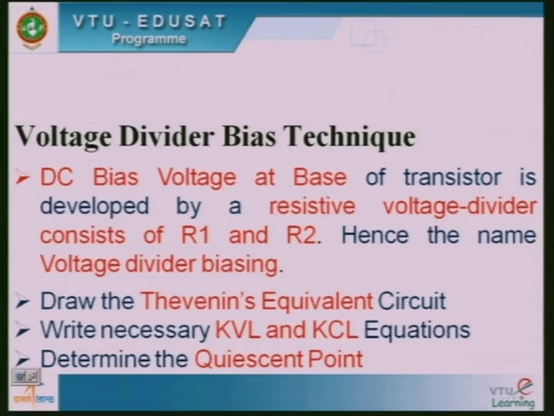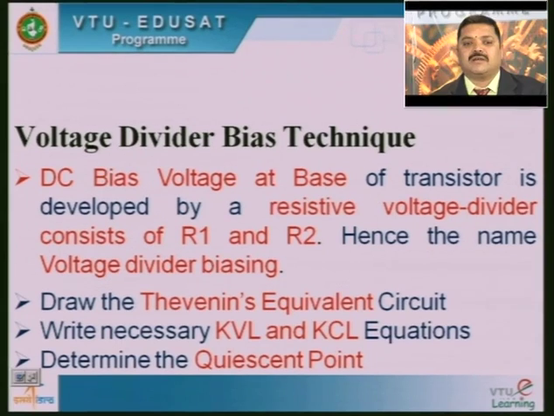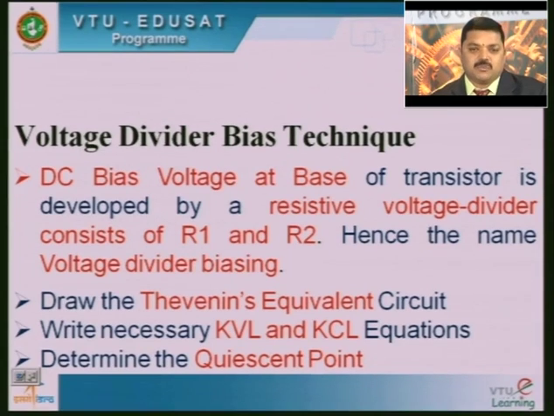So, here I have considered: draw the Thevenin's equivalent circuit, write the necessary KVL, KCL equations, determine the quiescent point. All these are applicable to one technique of voltage divider bias, which is the precise voltage divider bias network circuit. We will see that later.